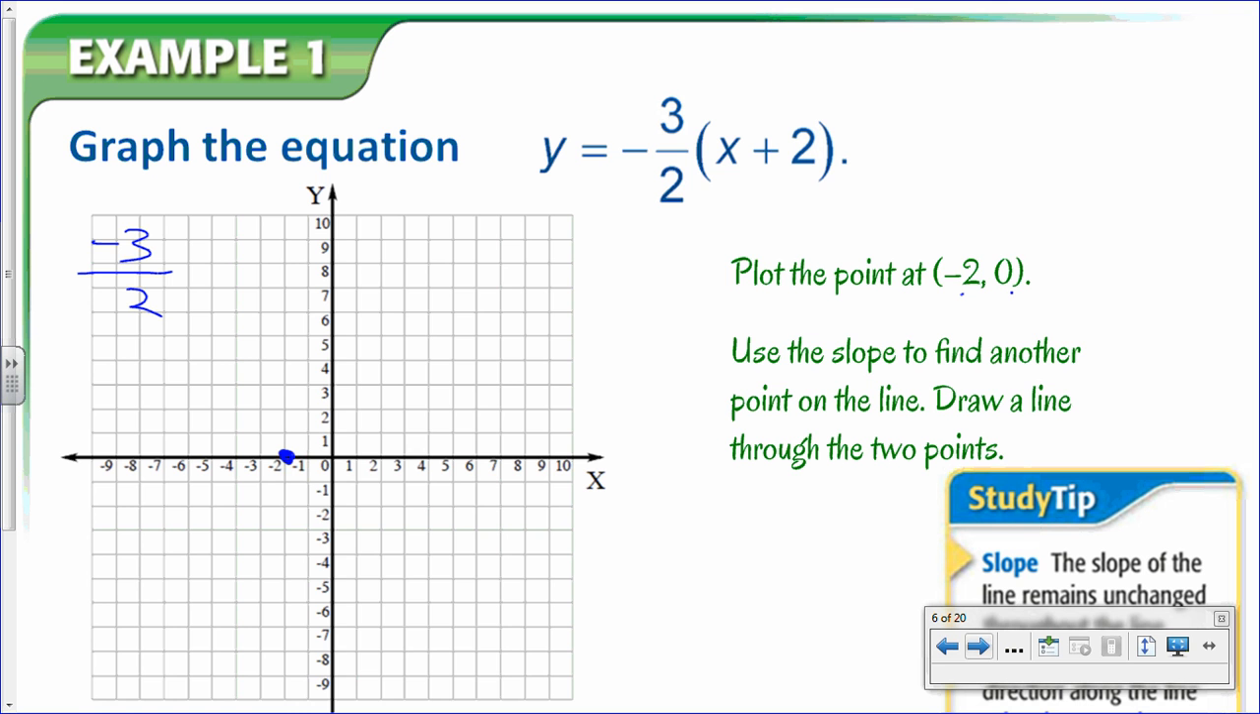I'm going to rewrite it like that, right? So down, 1, 2, 3, right, two. 1, 2. Make a point. Now from there, I would go up. Up 3. 1, 2, 3. Left 2. Left, 1, 2. Guess what happens? So from the line, still on the line, isn't it?